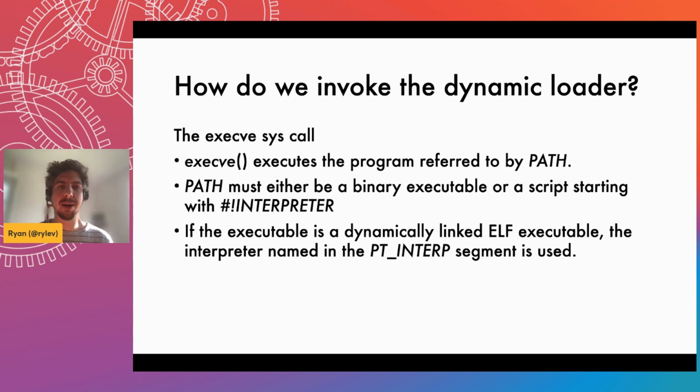So what actually invokes the dynamic loader? And that is this execve call. This is the system call that Linux provides for actually executing a binary. As we see here, execve executes a program referred to by the path that's passed to it. This path must be either a binary executable or a script starting with hash bang interpreter. So if you've seen that in a script before, then you know where that comes from. If you want to run Ruby or Python or something, that's where that comes from. And basically then that loads it into the kernel, and the kernel looks at the ELF executable, looks at the interpreter named in that .interp segment that we talked about before, notices, okay, it needs a dynamic loader, I'll load that for it, and then I'll just hand it off to the dynamic loader and walk away.